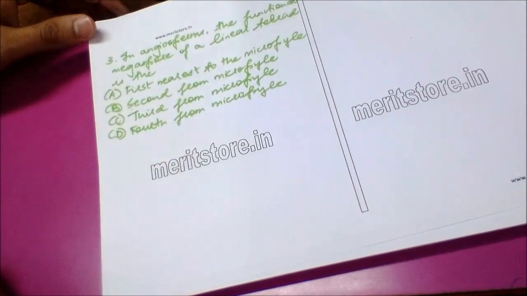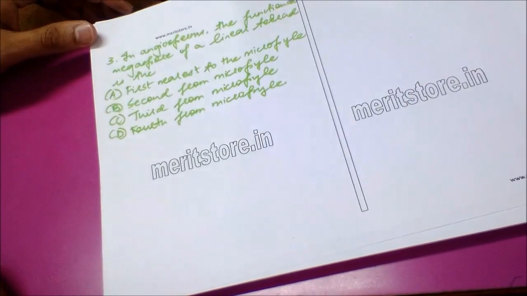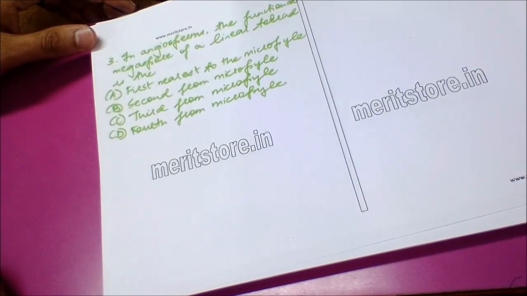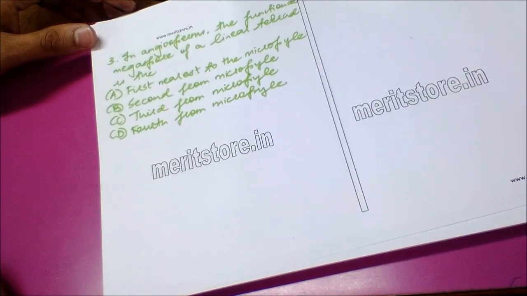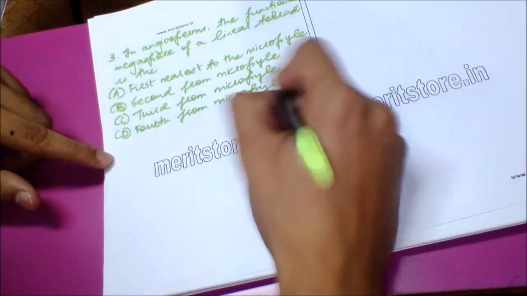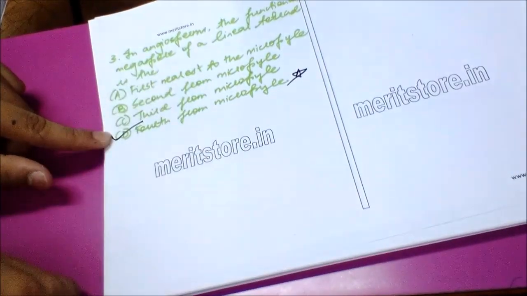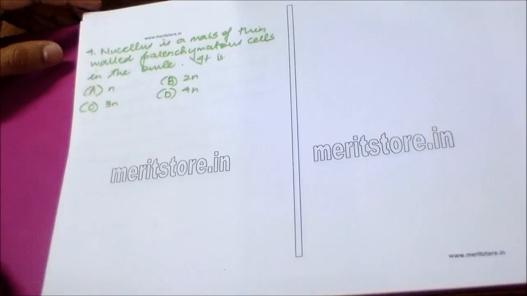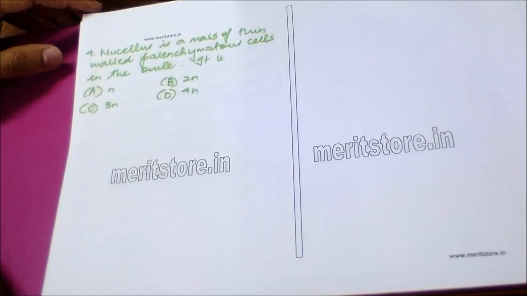Our next question is, in angiosperms, the functional megaspore of a linear tetrad is the option A, first nearest to the micropyle, option B, second from the micropyle, option C, third from micropyle, and option D, fourth from micropyle. The answer to this question is quite straightforward and it needs to be remembered, which is option D, fourth from micropyle.